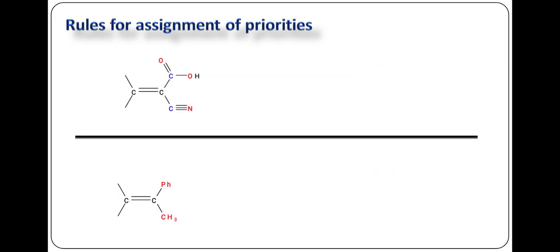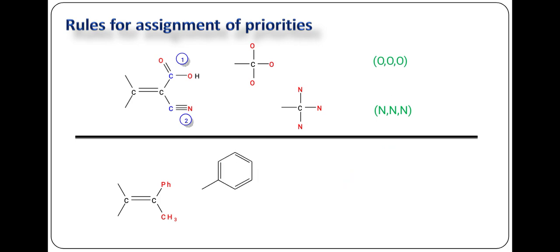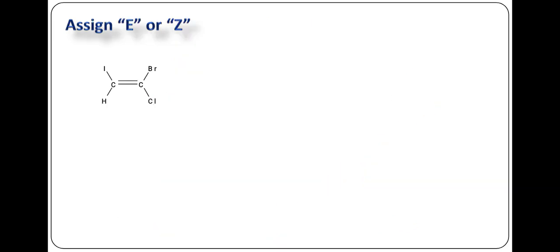The next rule for assigning priorities has different examples here. Carbon goes to the carbonyl group, then hydroxyl. Here carbon is directly attached to CN. So the priority goes to C double bond O, then OH, then C triple bond N. The second example: Ph is there, and here CH3 is there. That means carbon is joined to 2 carbon atoms. So priority goes to phenyl, that means the benzene ring, then priority goes to the methyl group. Then assign E or Z.